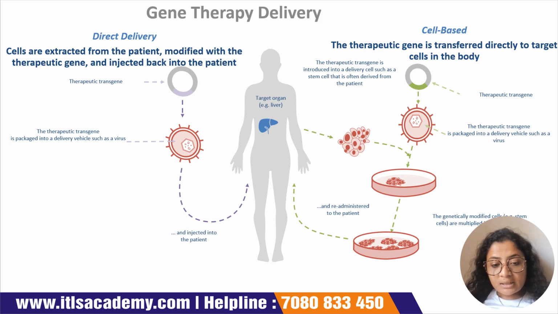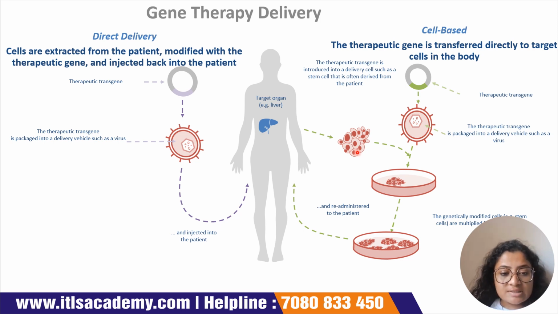So here, as you can see, gene therapy delivery can be of two types. One will be direct delivery and the other will be cell based delivery. Direct delivery means you are directly delivering the gene into the body of that person. But cell based delivery means you are collecting some particular cells or tissues from a particular organ of that individual, and then through those cells you are delivering the gene. That is the basic difference.